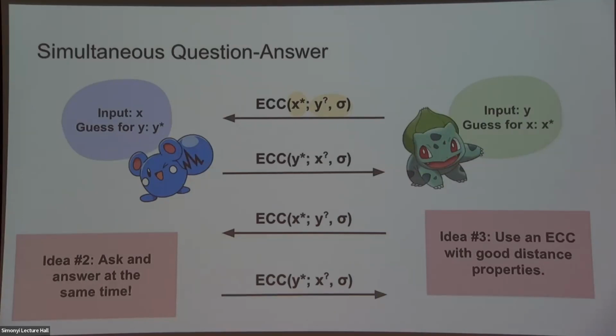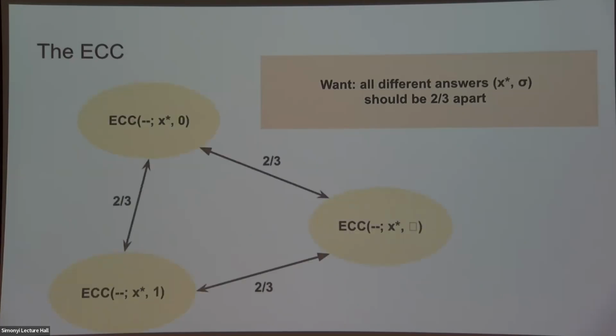Okay, so we need an error correcting code with good distance properties. The 1/2 distance is not going to be good enough for us. So what do we want? We want all the different answers, like X star 0, X star 1, X star rewind, to be 2/3 distance apart. Graphically, it looks like this. If you imagine all the code words in some Euclidean space, there should be a cluster of code words associated with the answer X star 1, X star 0, X star rewind.